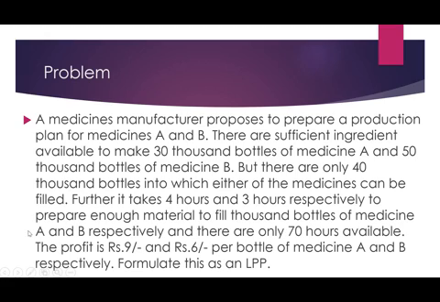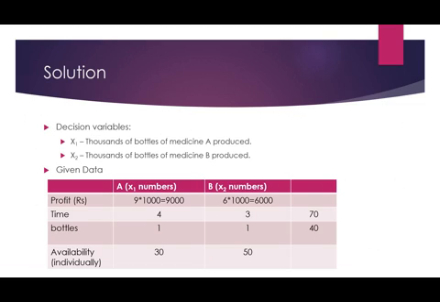Now coming to the profit part of it. The profit is rupees 9 and rupees 6 per bottle of medicine A and medicine B respectively. Formulate this as an LPP. Fine. Let us look into what is the objective and how we tabulate the given data.